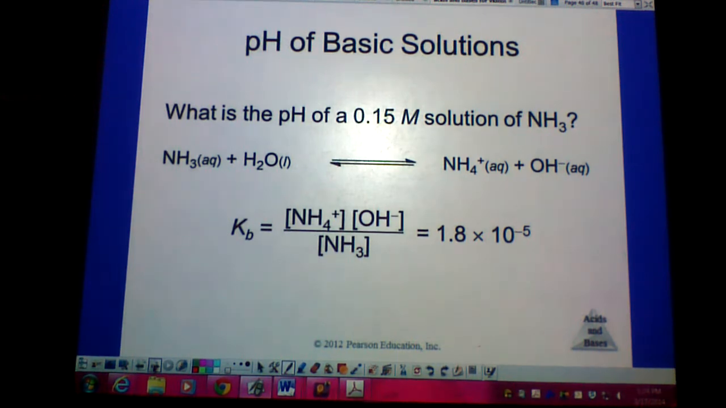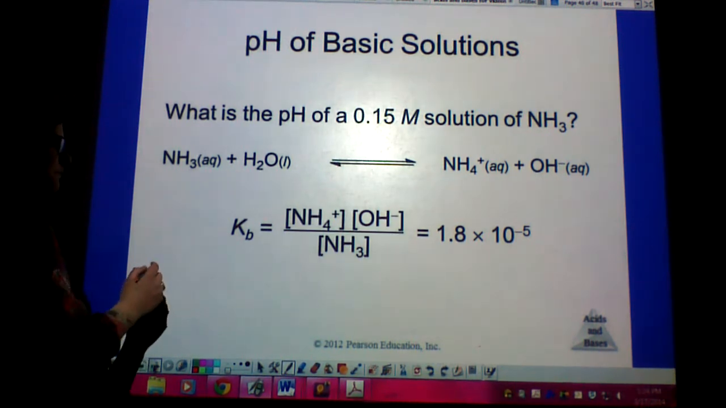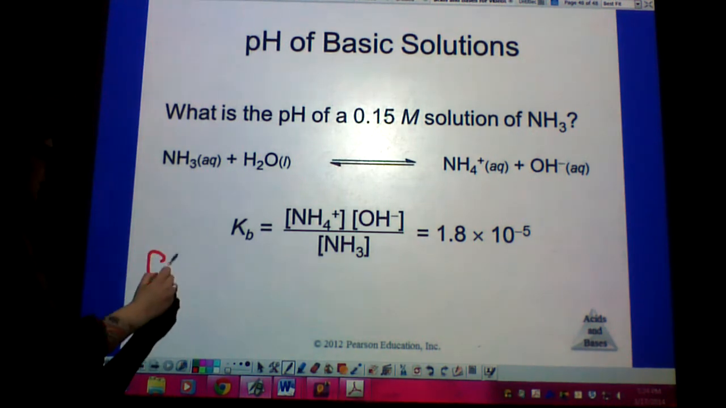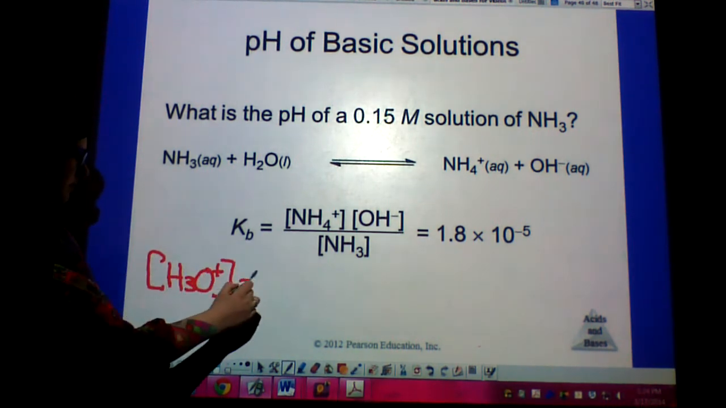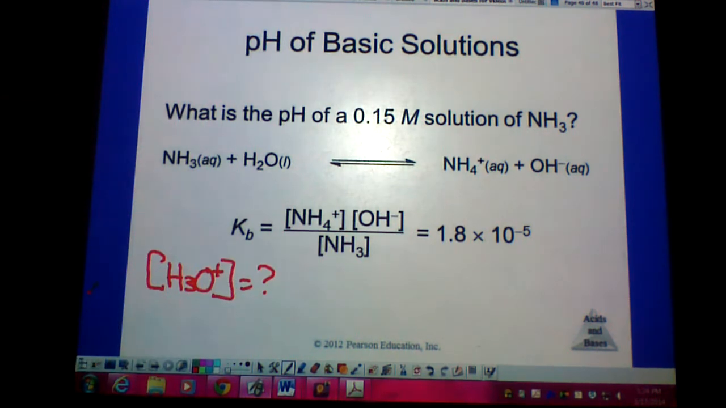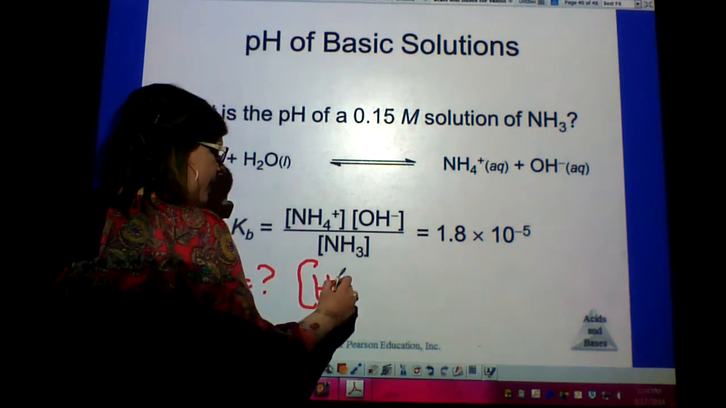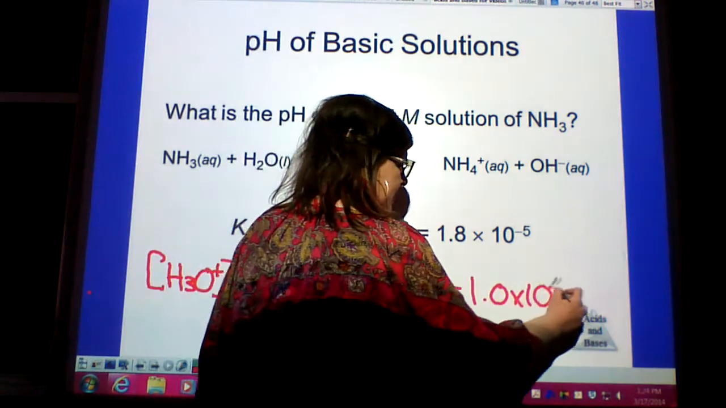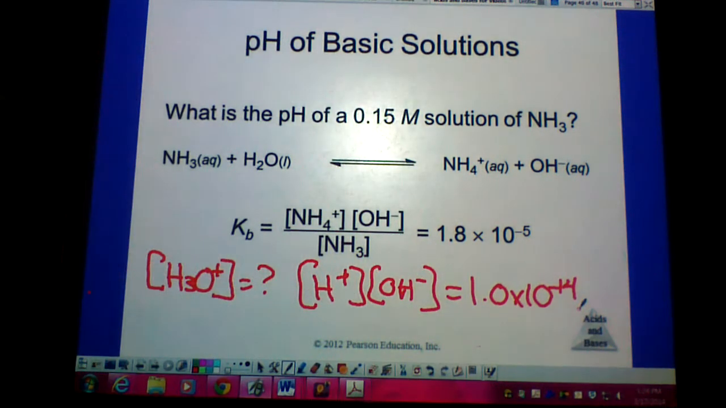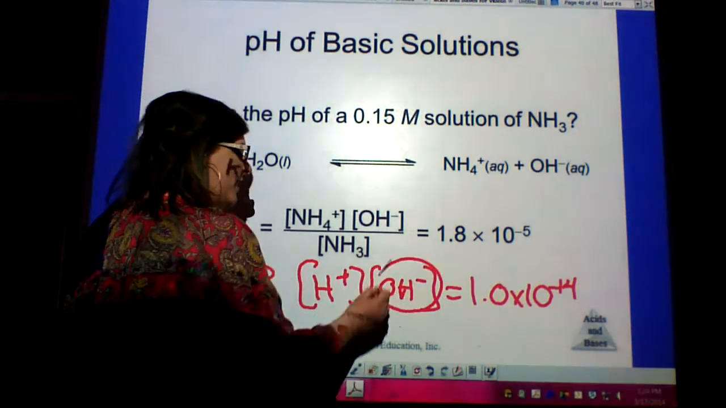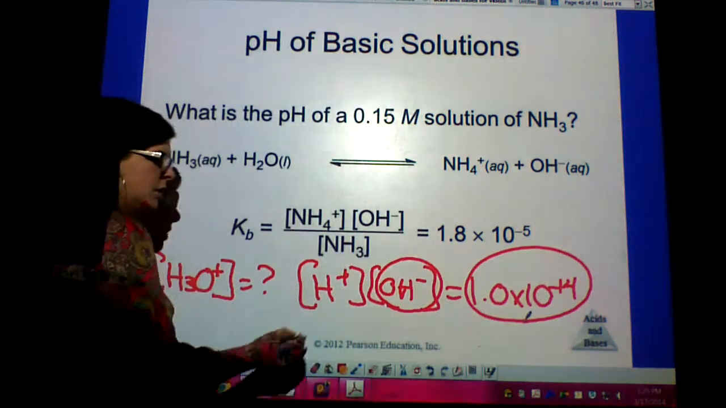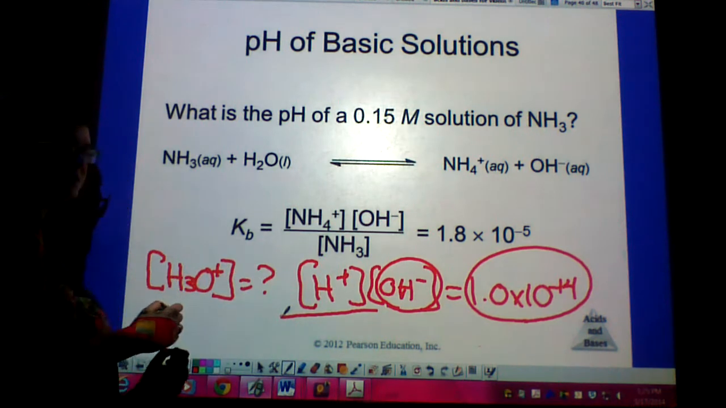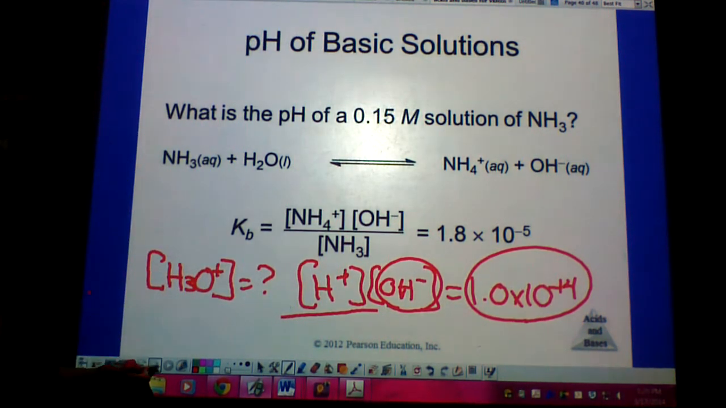So my goal is to find pH. That means ultimately I want to know the concentration of H3O plus. Well, I know that H3O plus and OH minus are related, because the hydrogen ion concentration times the hydroxide ion concentration equals 1 times 10 to the negative 14th. That's the ion product constant for water. So if I know this, and I know this is always true, I could find this, and then that means I could find pH. So there's our goal of what we want to do.